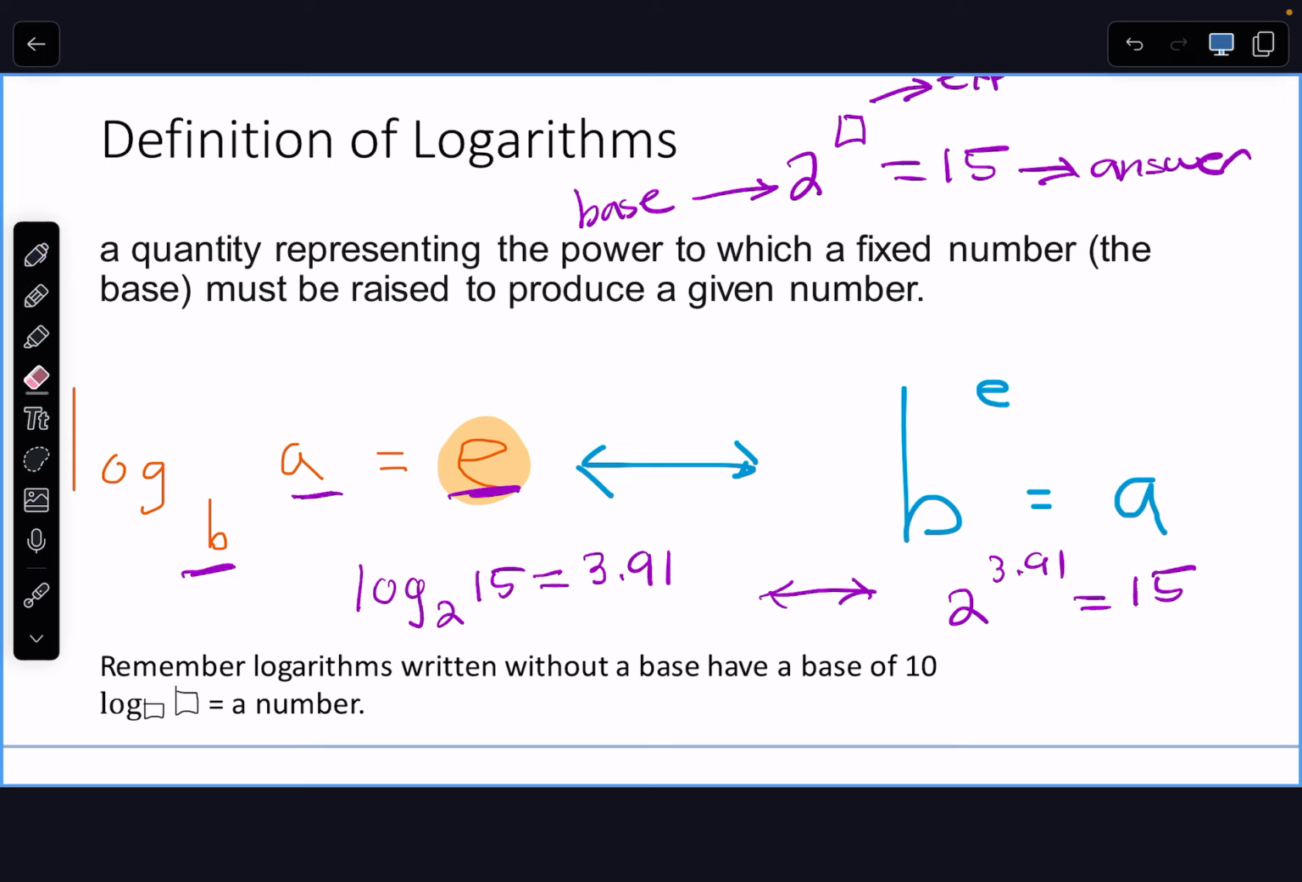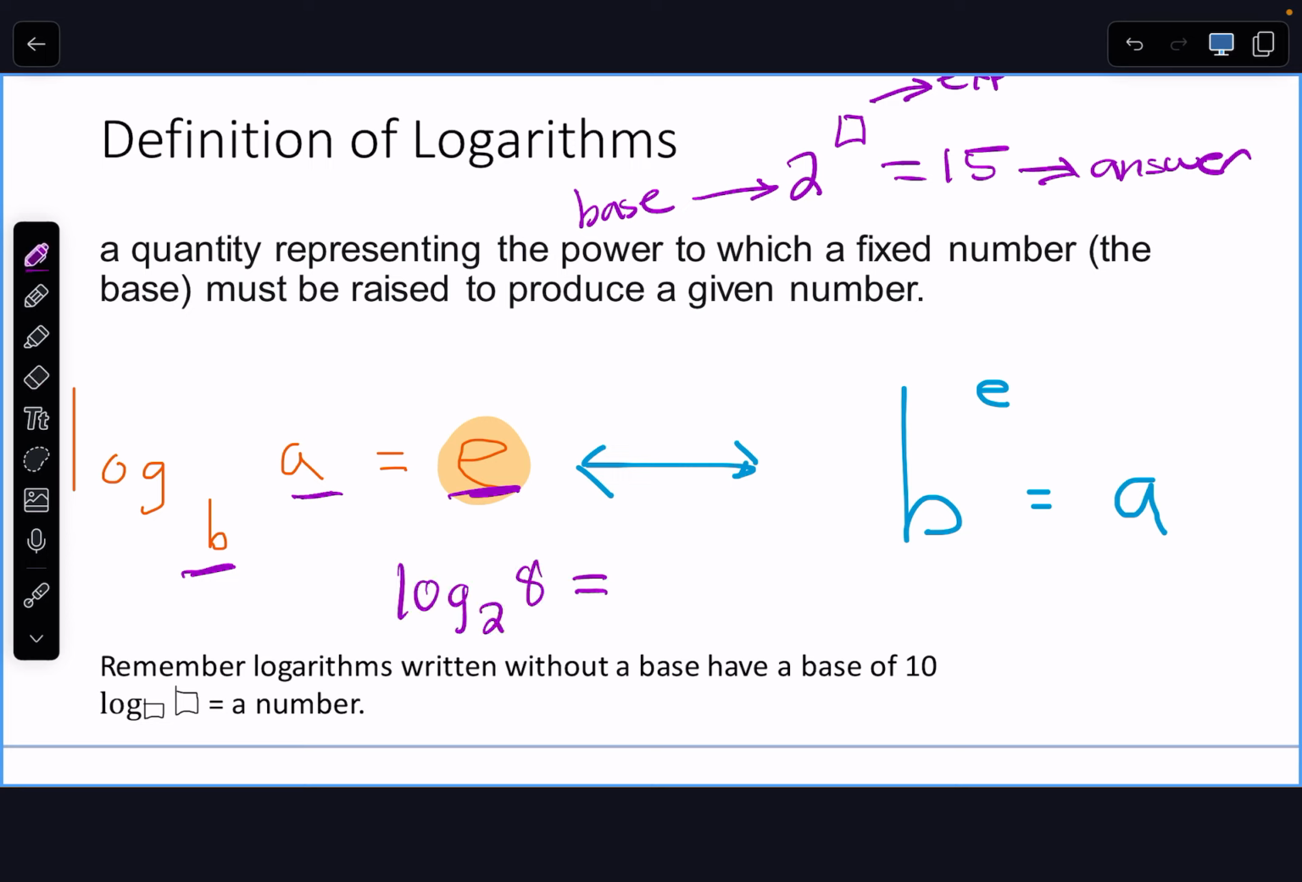Let's say you don't like that example. Let me show you one that's a little nicer. Let's do log base 2 of 8 equals 3. Base, answer, exponent. And if we convert that, that's 2 to the power of 3 equals 8.